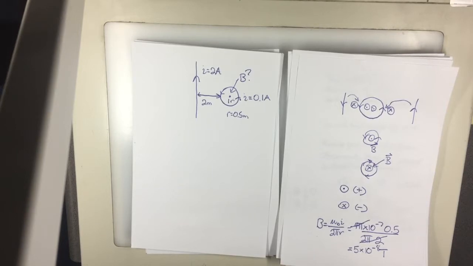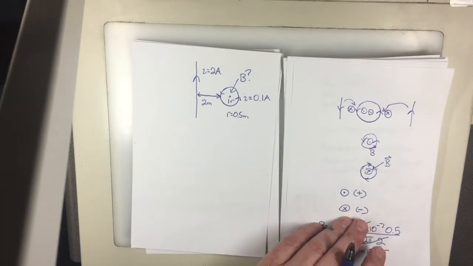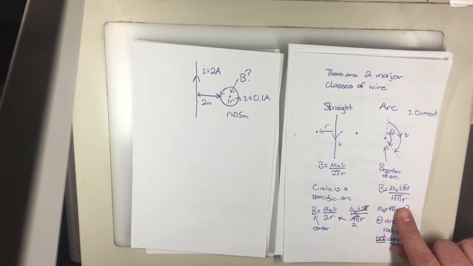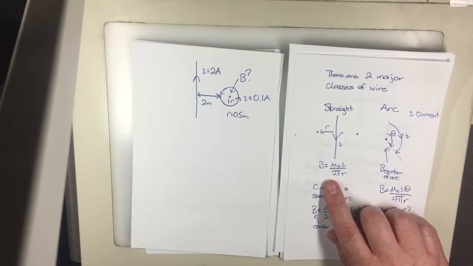I thought the formula for the B field was 4 pi r on the bottom, not 2 pi r. Mu naught I over 4 pi r is for what geometric shape? Actually, it's for no geometric shape. The 4 pi r is only associated with the arc: mu naught I theta over 4 pi r for an arc. The straight wire is mu naught I over 2 pi r.